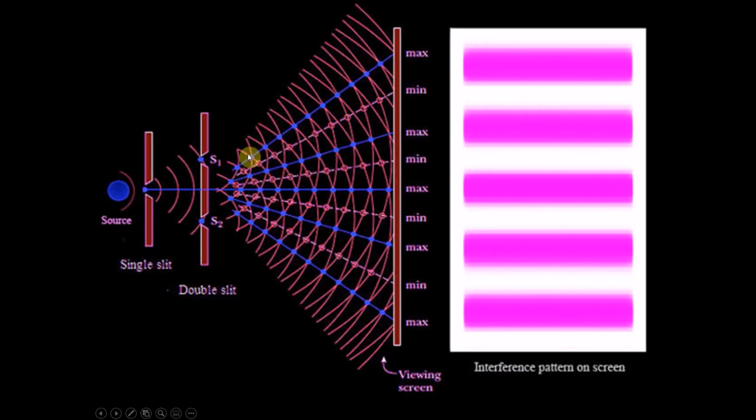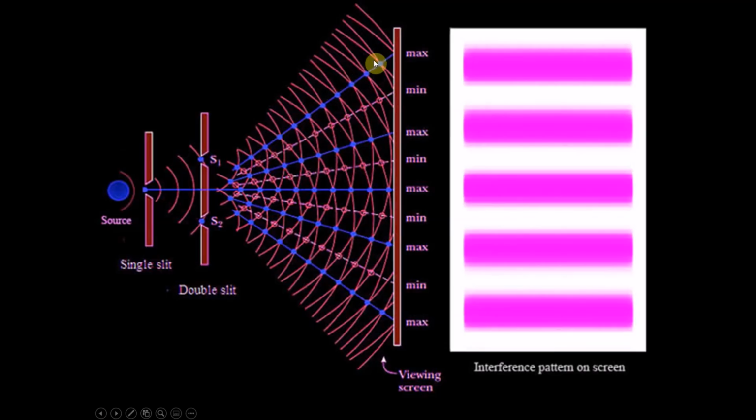Here the white waves are added together where they intersect, and they're subtracted where they are out of phase, giving us a minimum. If we look at our viewing screen: maximum, minimum, maximum, minimum, maximum, minimum, maximum, minimum. What's next? You guessed it, a maximum. So this is the interference pattern we will see, and here's the actual interaction of those waves.